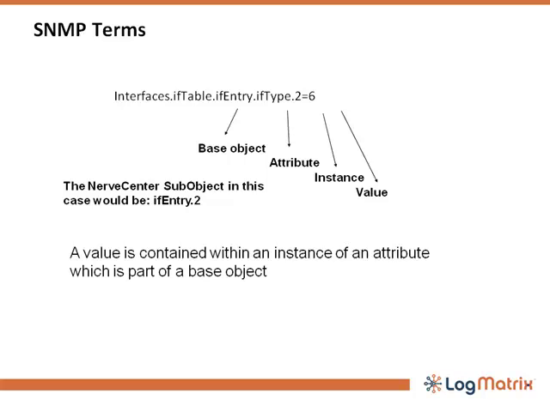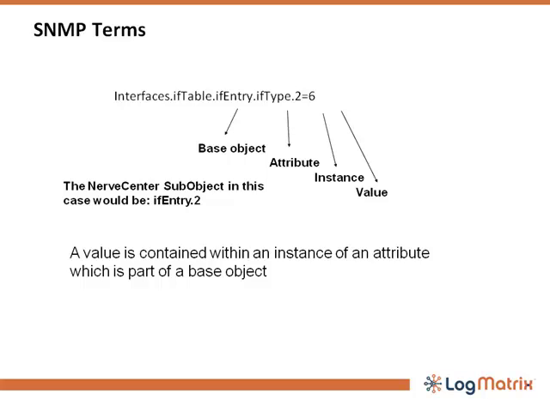A value is contained within an instance of an attribute which is part of a base object. When I look at the attribute and the instance, it's like going to the post office and walking over to a specific post office box that's labeled ifentry, iftype.to, and I open that mailbox and find that there's a 6 in it.